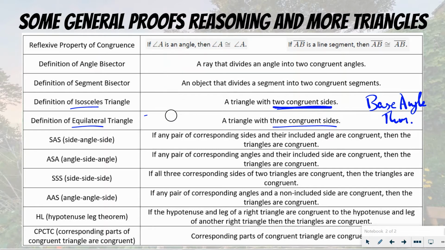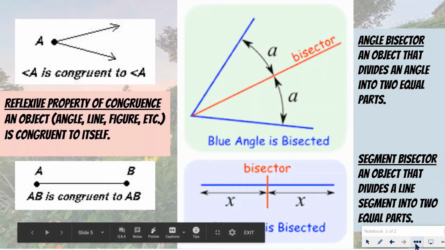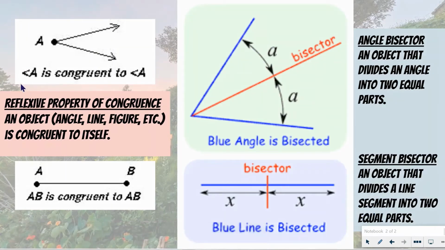An angle bisector, a segment bisector, and the reflexive property, the top three on this page, I'm going to go over in a little bit more detail here. So I just wanted to clarify what the reflexive property is really used for. It seems so self-evident that it doesn't seem like we would need to say it, but we're talking about things that are congruent to themselves, an object, an angle, a line, a figure. The whole shape might be congruent to itself.